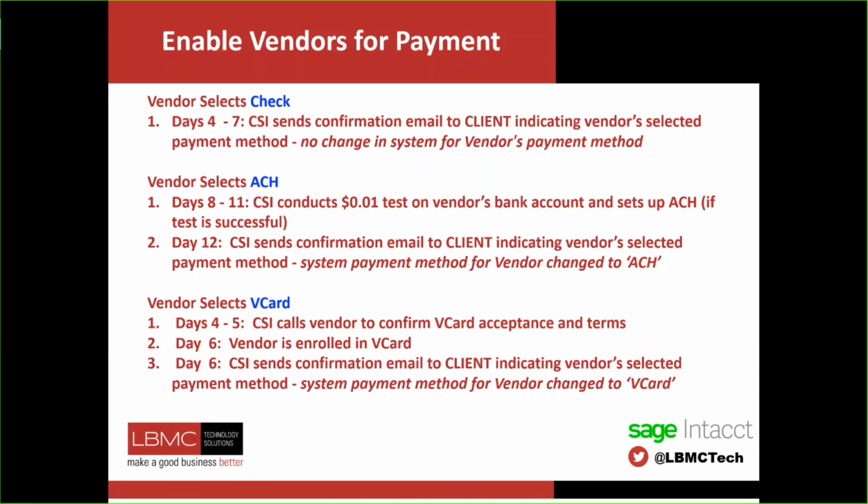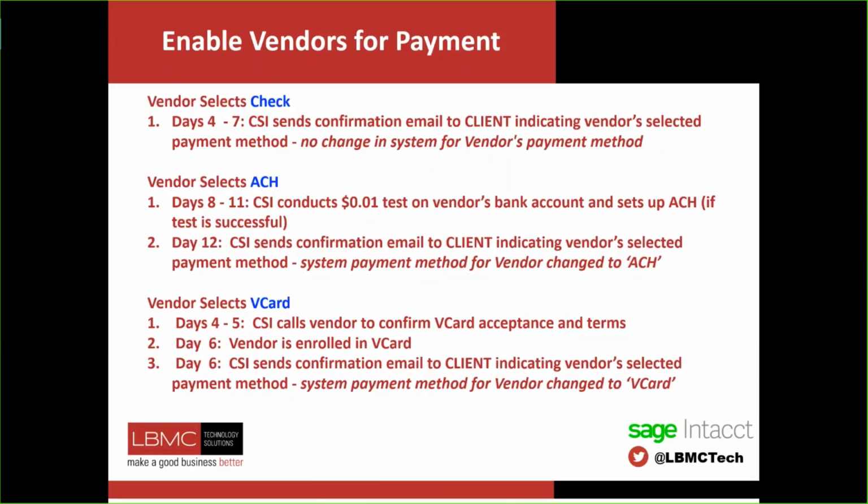Now, if they select ACH, then CSI will do a test on that vendor's bank account and make sure it's successful. So they'll put a penny or something in and ask the vendor to confirm. And that's going to take a few days. So we could be up to like day 12 by now for vendors that are choosing ACH. So then CSI will send a confirmation email to you indicating your vendor's selected method, and the system payment method for vendor will be changed to ACH.